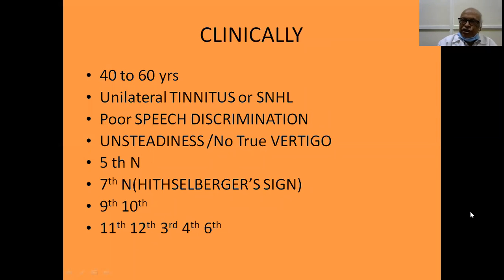Now, how does it clinically manifest? Generally, it happens between 40 to 60 years of age, with equal incidence in both sexes, and the classical symptom is unilateral sensorineural hearing loss and unilateral tinnitus.